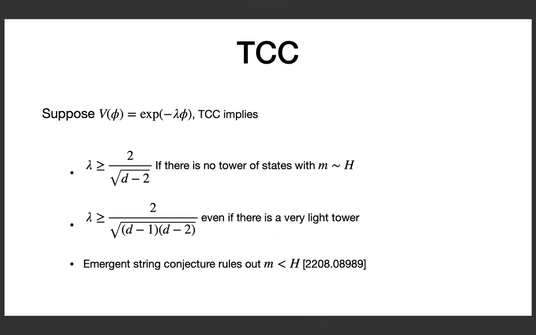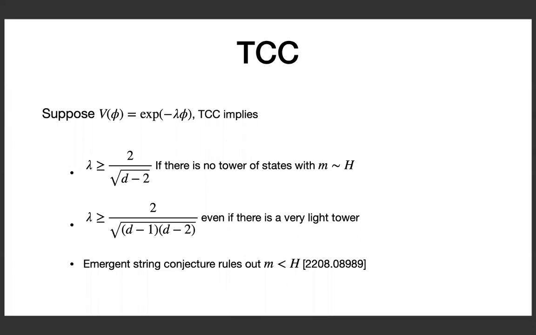Now, as for the value of lambda, in the original paper we considered two cases. The first case is if the tower of particles that might become light and might get excited can be ignored. In other words, if their masses are greater than the Hubble scale, their excitations can be ignored. In that case, the lambda that TCC gives you is 2 over square root of d minus 2. So it tells you that the potential must decay faster than e to the minus this constant times phi.